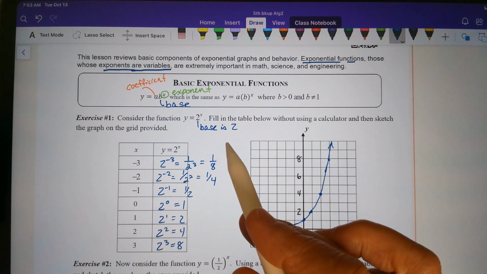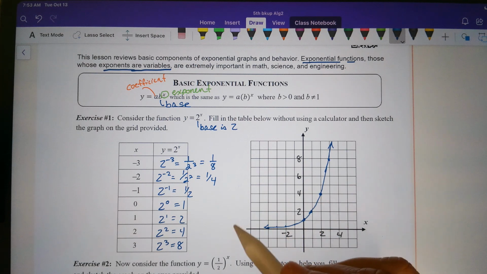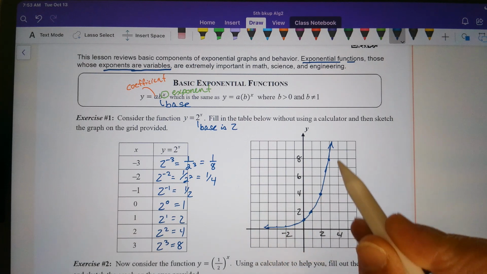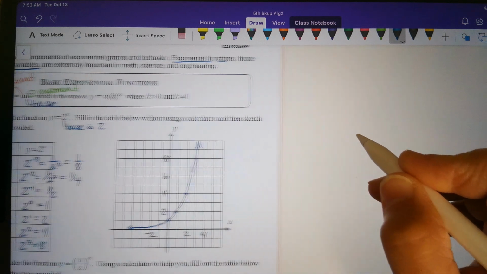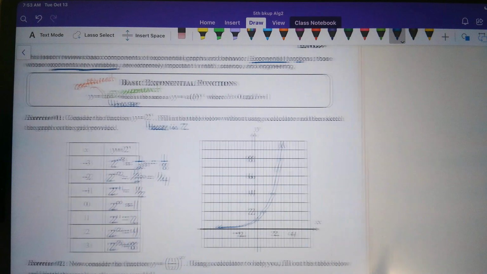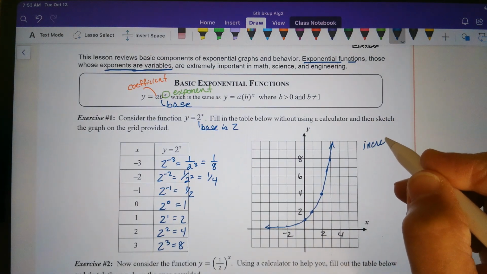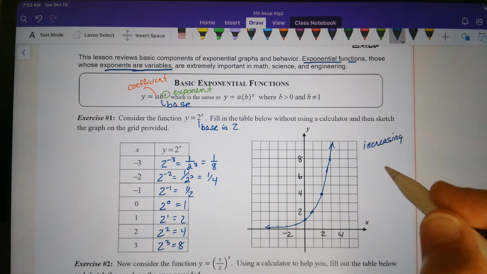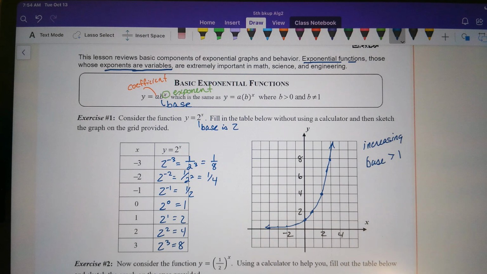And we notice here this base of 2. Our graph here is increasing. We're going uphill. This is increasing. And that's because our base was greater than 1. Whenever your base of an exponential function is greater than 1, you're going to have an increasing function.